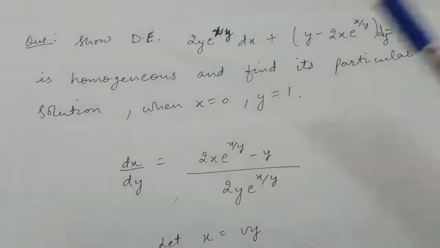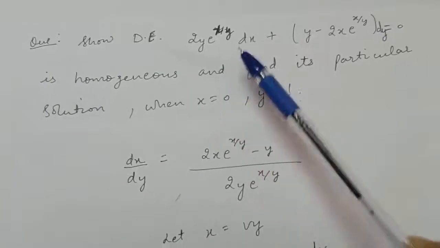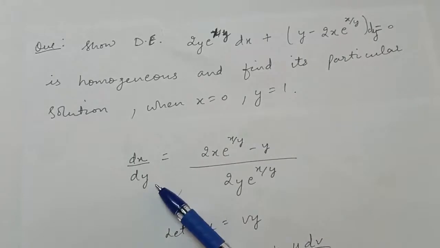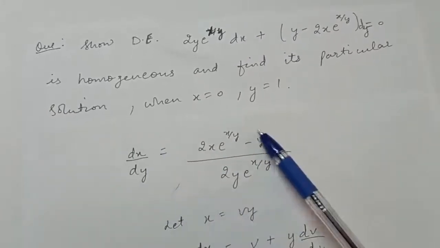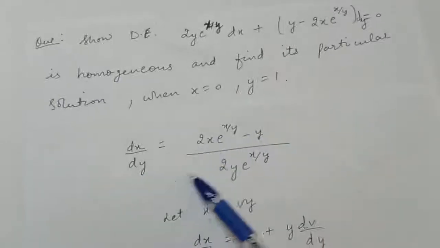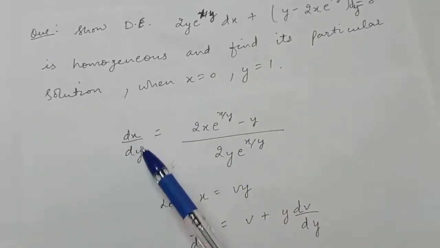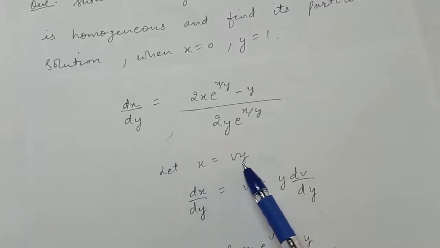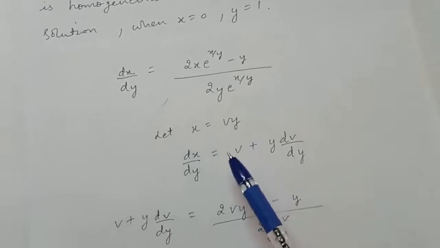Now see, this is the same question which we did, but now we will do it by reducing this differential equation in the form dx by dy. So when you calculate the value of dx by dy, it will be this, and you can easily check this function is also homogeneous. So this differential equation is homogeneous. Now because we have reduced it in the form dx by dy, let x equal to vy, right, and differentiate both the sides with respect to y now.